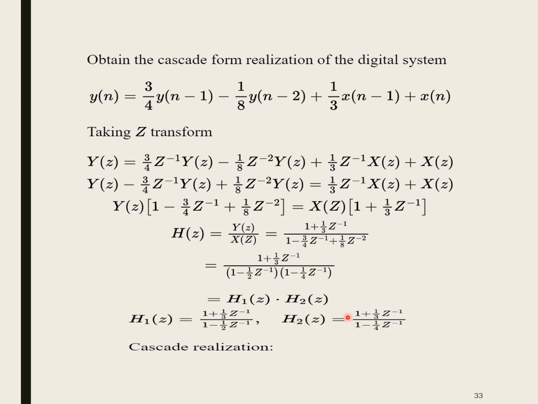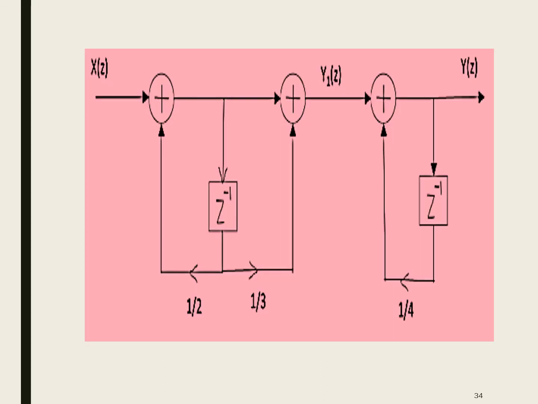Now we have a choice. We can draw two different realization structures for this cascade form. Either I can use direct form 1 or I can use direct form 2. So by using direct form 2, we have drawn the structure for the cascade. This particular portion represents H1 of z and this portion represents H2 of z.